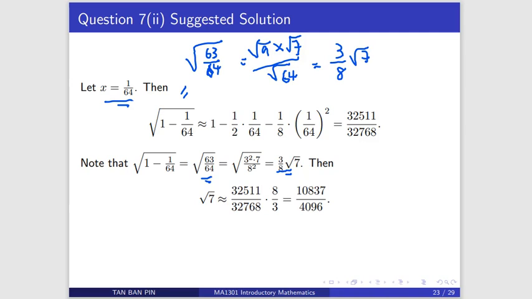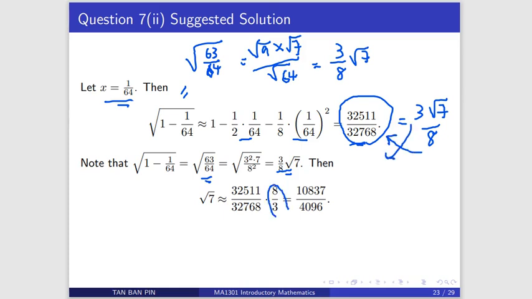And if you sub x as 1 over 64, you'll see this number after simplification: 32511 over 32768. Which means this must be 3 square root of 7 over 8. So we just work out square root of 7. So that's why you multiply by 8 over 3, since you should multiply by 8 and divide by 3. And it gives you 10837 over 4096.